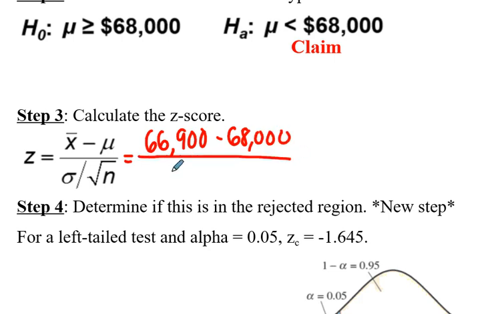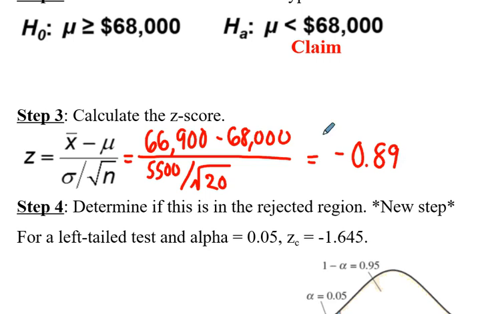Divided by the population standard deviation, which is assumed to be 5,500, divided by the square root of our sample size of 20. If you run all that, you get a z-score of negative 0.89. Now we're going to determine if this is in the rejection region.